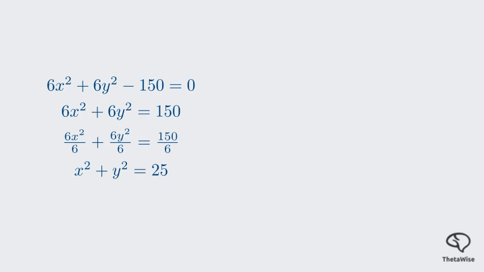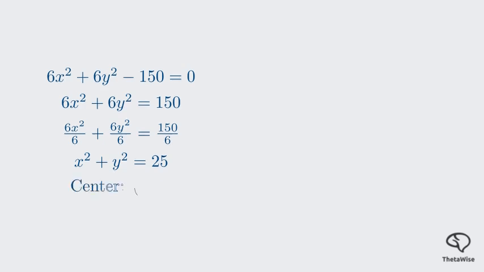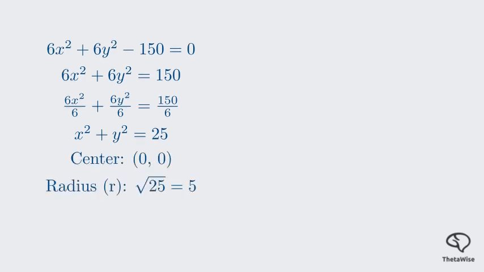Now this is clearly the standard form of a circle. By comparing it to x squared plus y squared equals r squared, we can see that r squared is 25, which means the radius r is the square root of 25, which is 5. Since the equation has no x or y terms, we know the center of this circle is at the origin, the point (0, 0). So we have a circle centered at the origin with a radius of 5.